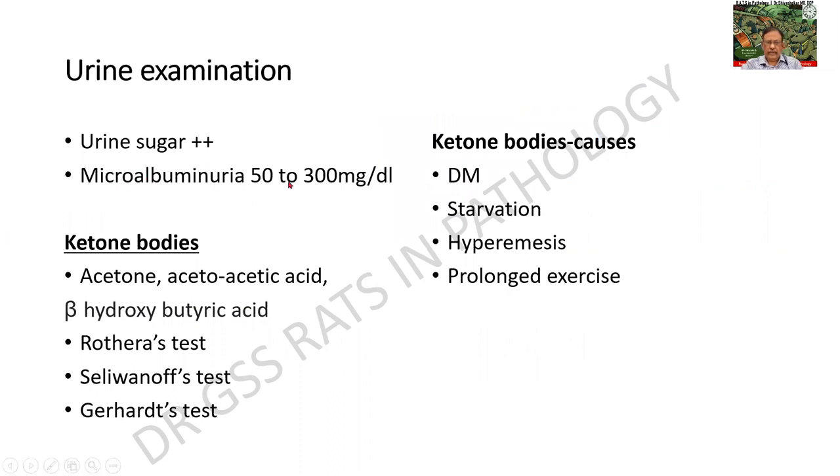So as a summary, microalbuminuria is another one. Ketone bodies, you people already know, that is acetone, acetoacetic acid, and beta hydroxybutyric acid. And these are the 3 investigations, please mention them. And these are the conditions where you will see the ketone bodies.